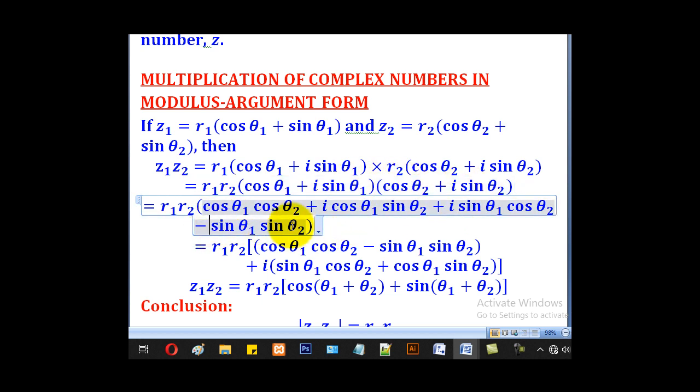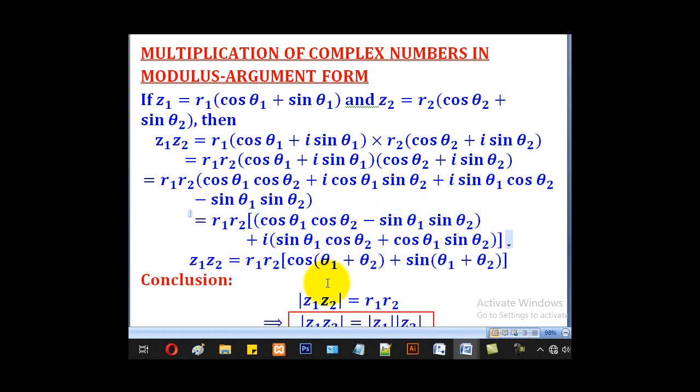The minus is from the i squared. Remember, i and i gives i squared, which is -1, so we get a minus here. Then we rearrange, collecting like terms, real alone and imaginary alone. The real part can be simplified to cos (theta 1 plus theta 2), and the imaginary part can be simplified to sin (theta 1 plus theta 2).